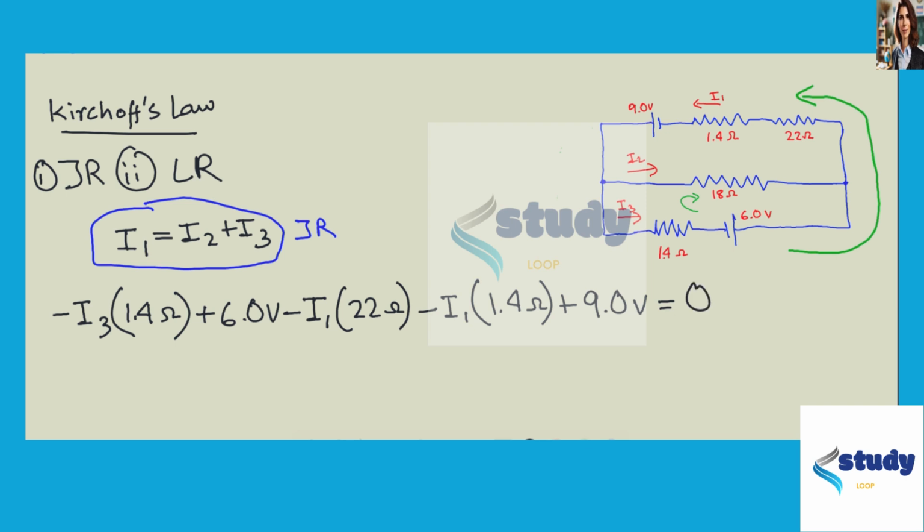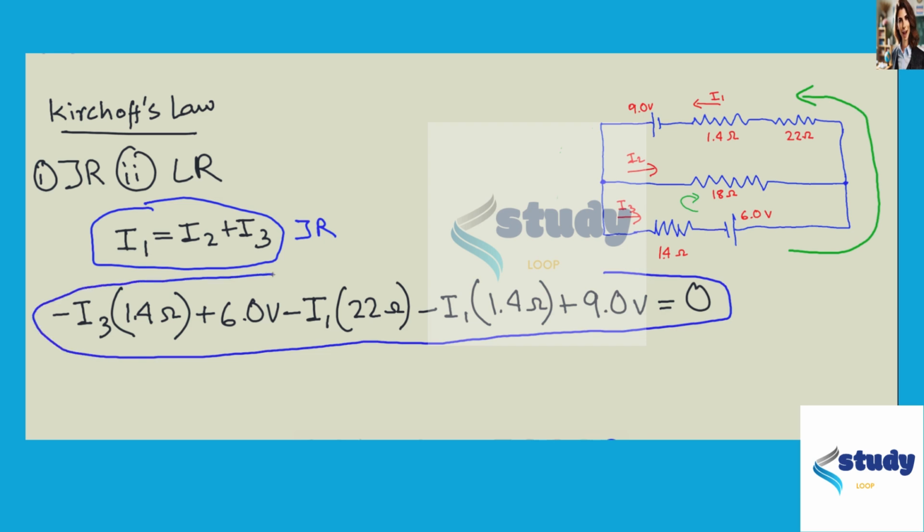It should be zero. So we apply the loop rule on the bigger loop, and then for the second loop, we'll consider the bottom loop, and the direction will be counterclockwise again. So like this. Again, starting from the bottom left, we'll have negative I3 times 1.4.